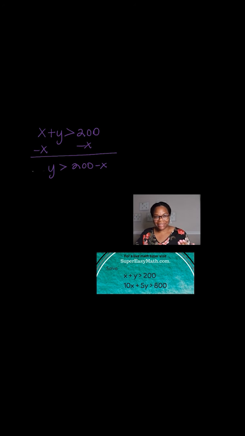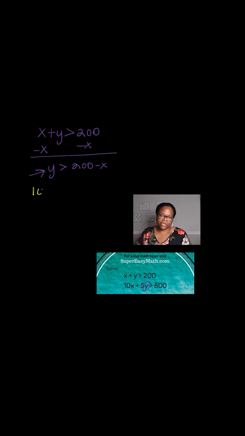So let's start with the x plus y is greater than 200, and I'm going to subtract x from both sides, and I have y is greater than 200 minus x. So I just figured out what y equals, okay? So now what I'm going to do is take this answer, y is greater than 200 minus x, and plug it into this problem in this position.